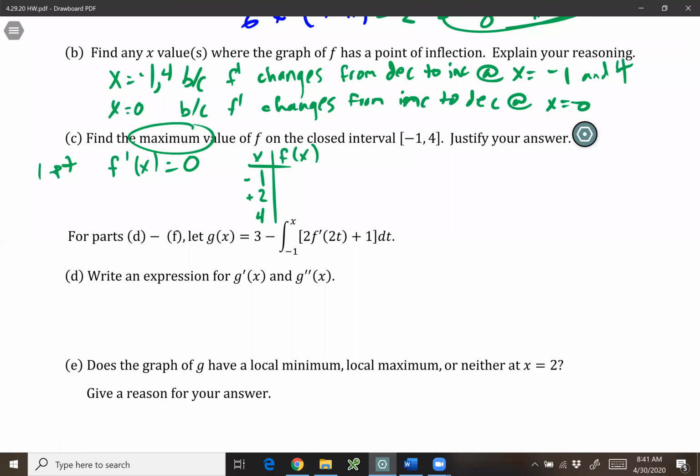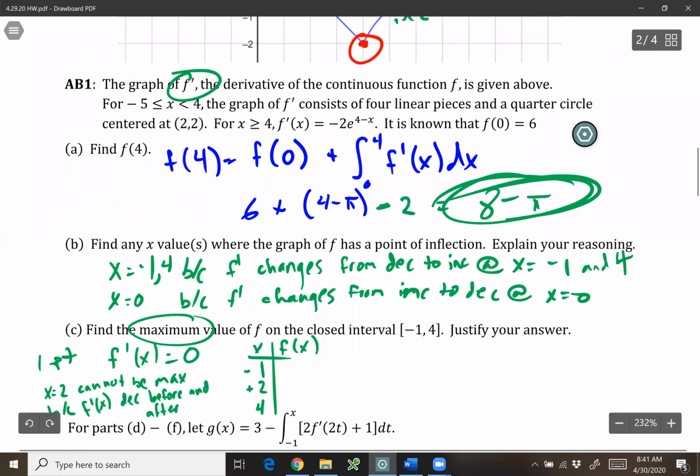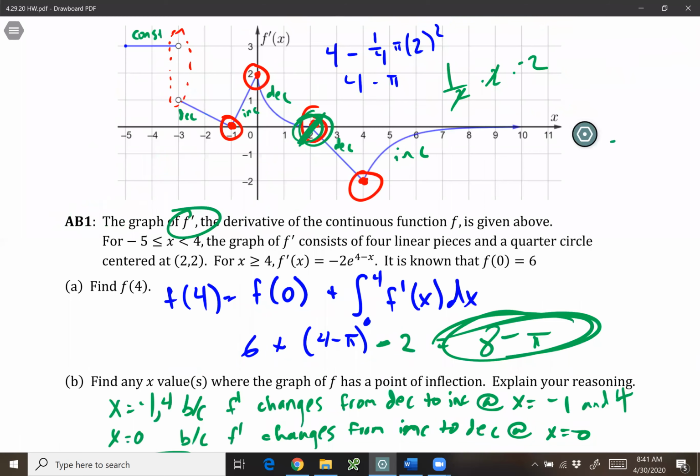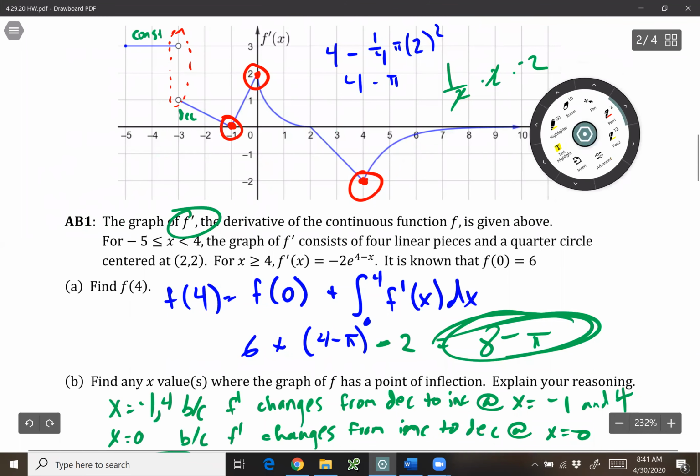Now, we can write x equals 2 cannot be a max because f prime of x decreases before and after. Oh wait, never mind. This is my fault. That's totally wrong. I was going with f prime, right? F prime is decreasing before and after, but f, this is totally my bad. What was f doing here?